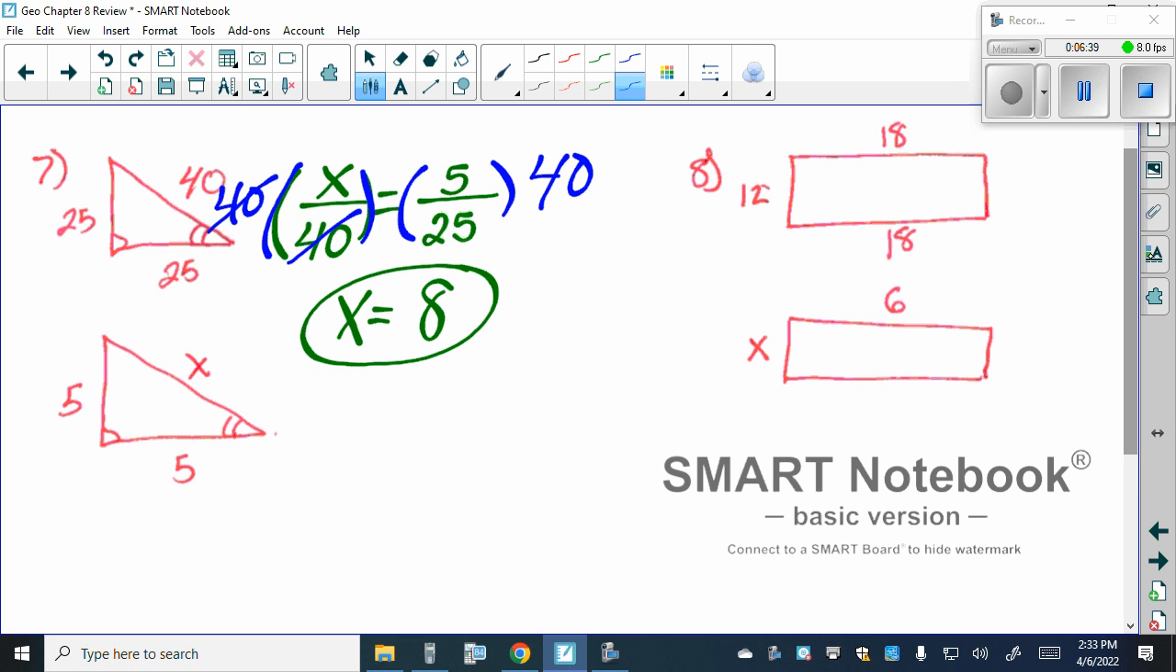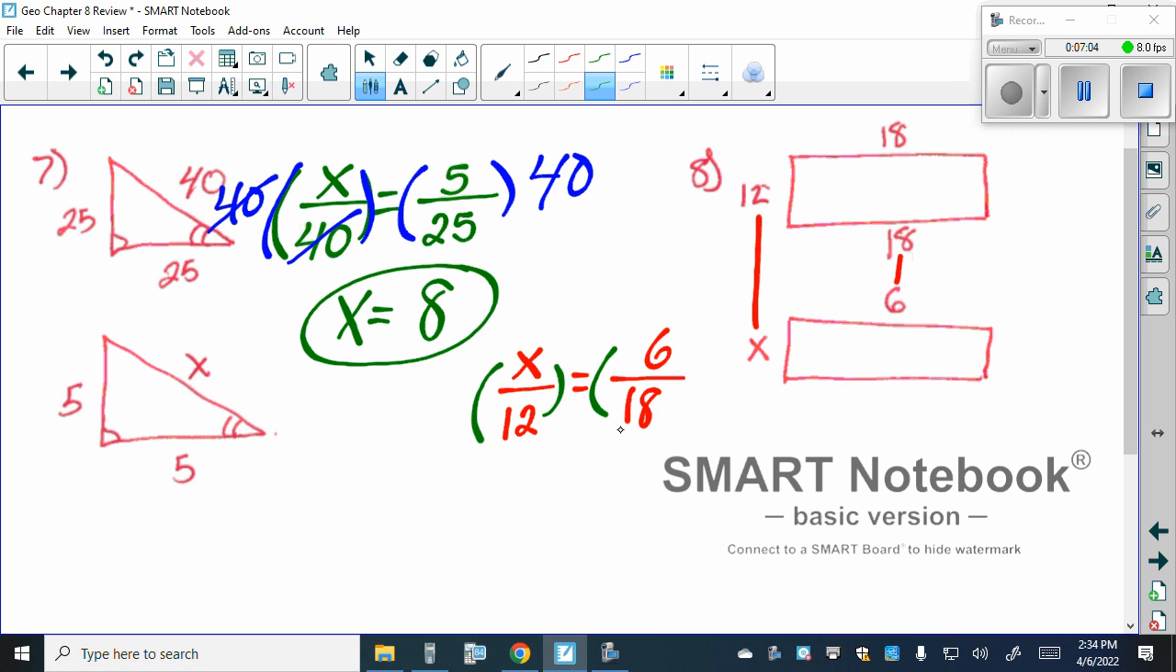So for number 8, we would set this up as our 2 fractions. We would have x over what? 12, because that's the corresponding side, is equal to 6 over 18. Because since we picked x over 12, well, we need 6 over 18 to correspond to it. The next thing we would do is multiply both sides by 12, because here the 12 and 12 will cancel.